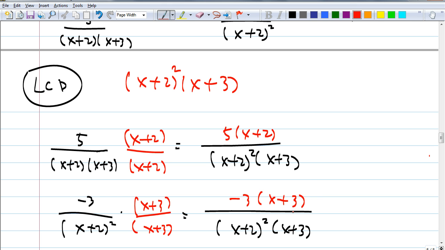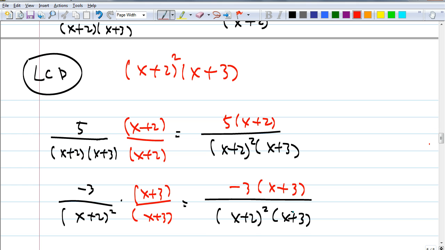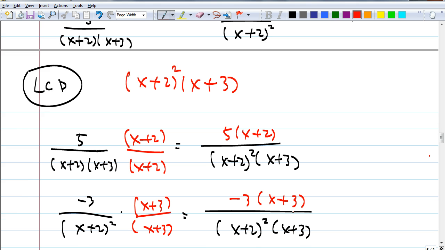Does that make sense? And guess what we're going to do tomorrow? After you do this, you're going to add or subtract. Now that you have a common denominator, you can add or subtract. It's impossible if you don't have a common denominator. So in order to do this. Any questions? Guys, does this make sense? All right. No questions? X plus 3, yes. Because you have to have x plus 3 on the denominator.